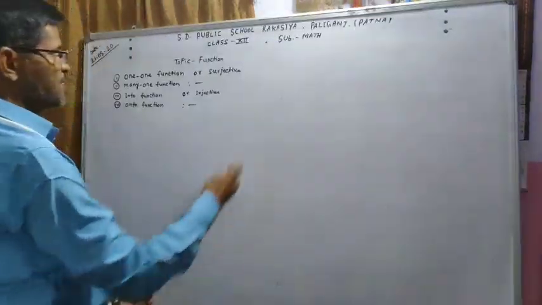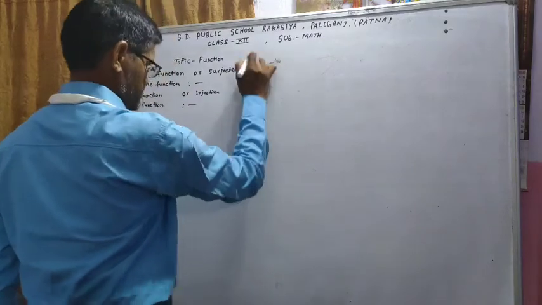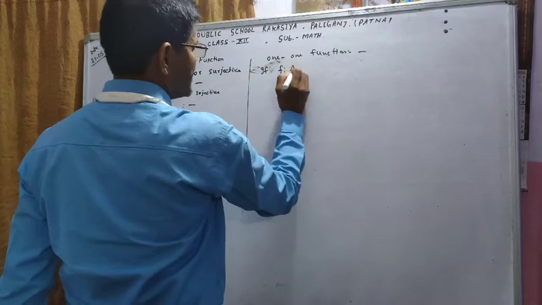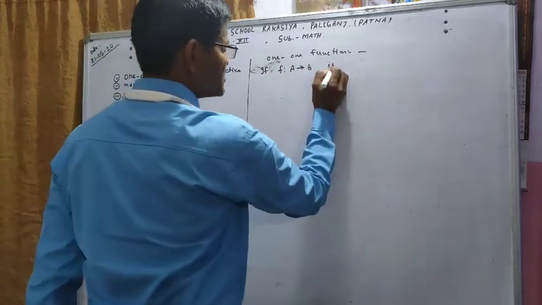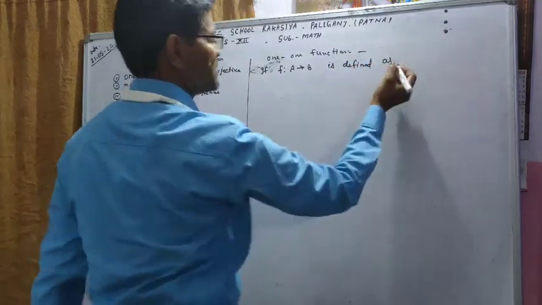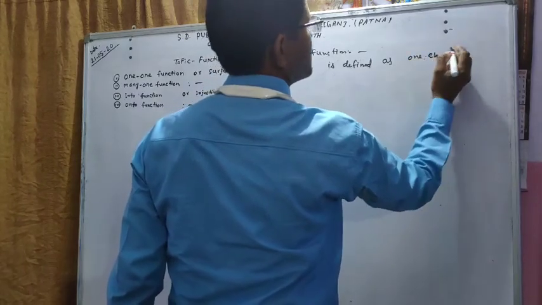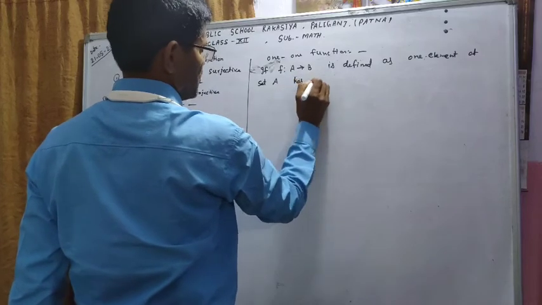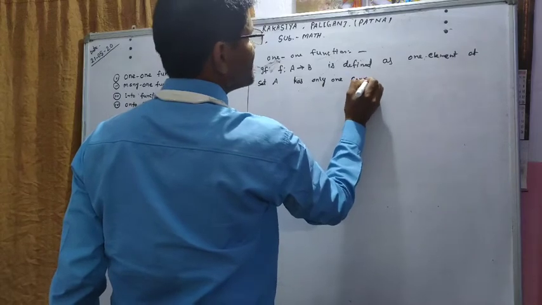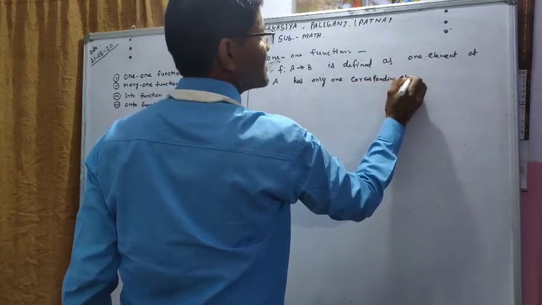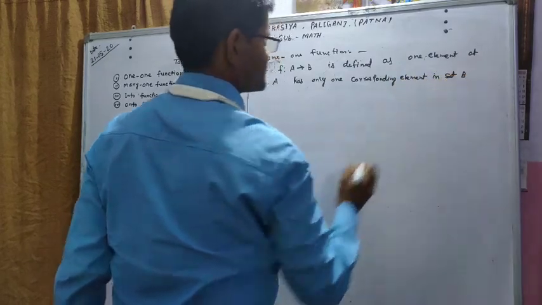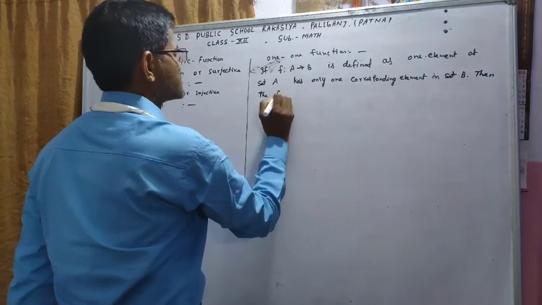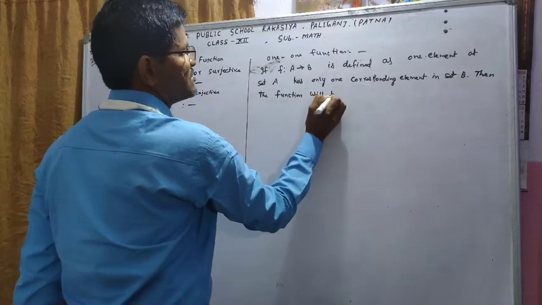Write the definition of one-one function. If a function from A to B is defined such that each element of set A has only one corresponding element in set B, then the function will be one-one function.